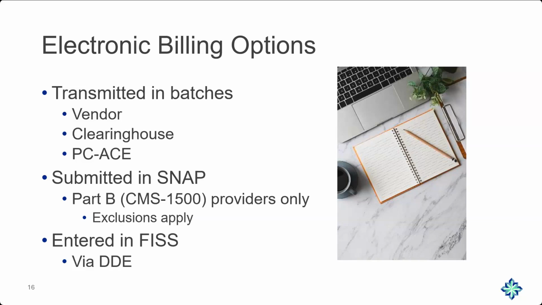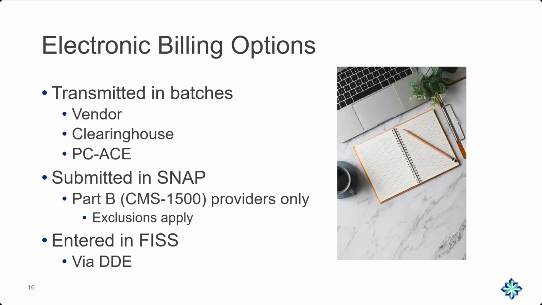I do have a link on your resource slide. Some claims can be submitted electronically into the secure side of our portal. Remember, I called that SNAP. So you see that in that second bullet there listed submitted in SNAP. Now that's just for Part B providers who bill on a CMS 1500. There are exclusions also with that, but I did want to mention it because some of you might bill for both.